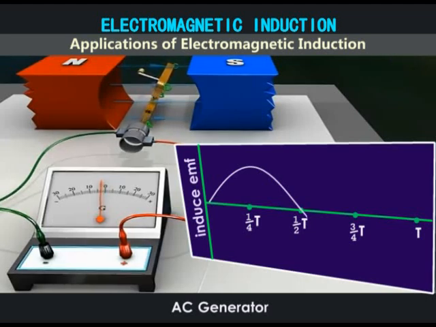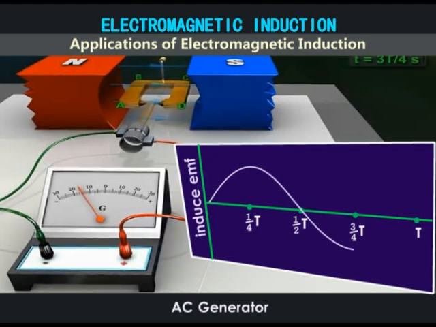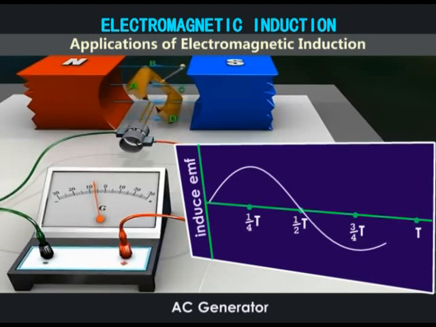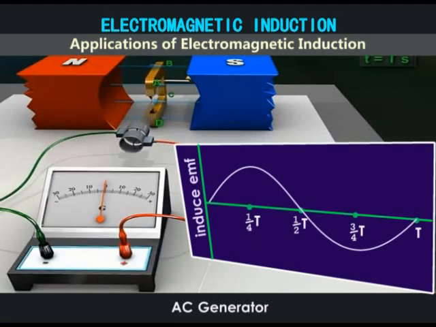During the third quarter rotation, the induced EMF increases but has an opposite polarity as compared to that of the first half rotation. At time 3/4 t seconds, the induced EMF attains its maximum negative value. During the fourth quarter rotation, the induced EMF decreases and becomes 0 momentarily at time t seconds as the armature is vertical once again. So the magnitude of the induced EMF is sinusoidal.